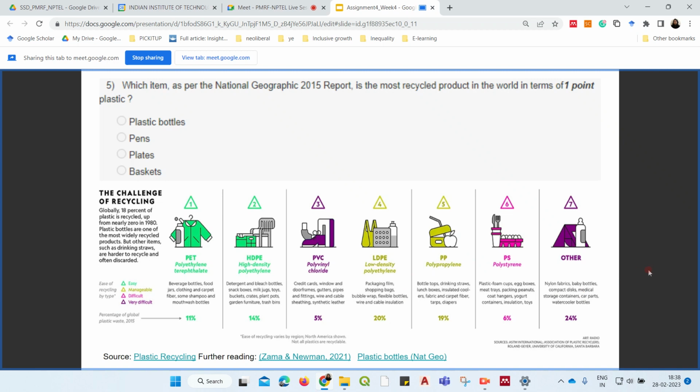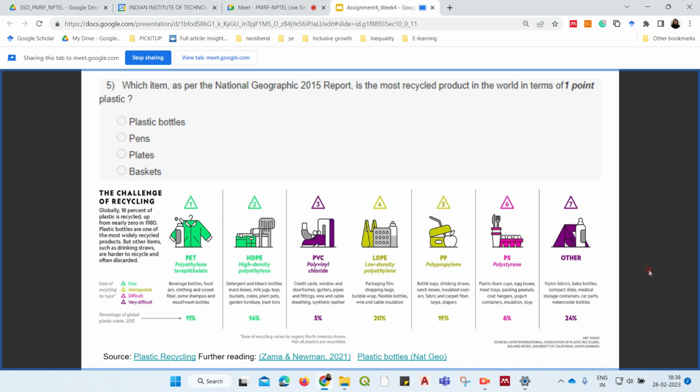clothing, carpet fiber, shampoo bottles, mouthwash bottles, etc. Then HDPE, which is high density polyethylene, is used to make detergent and bleach bottles, snack boxes, milk jugs, toys, buckets, crates, plant pots, garden furniture, trash bins, etc. These two are the ones which are easy to recycle. There are several factors which contribute to ease of recycling.